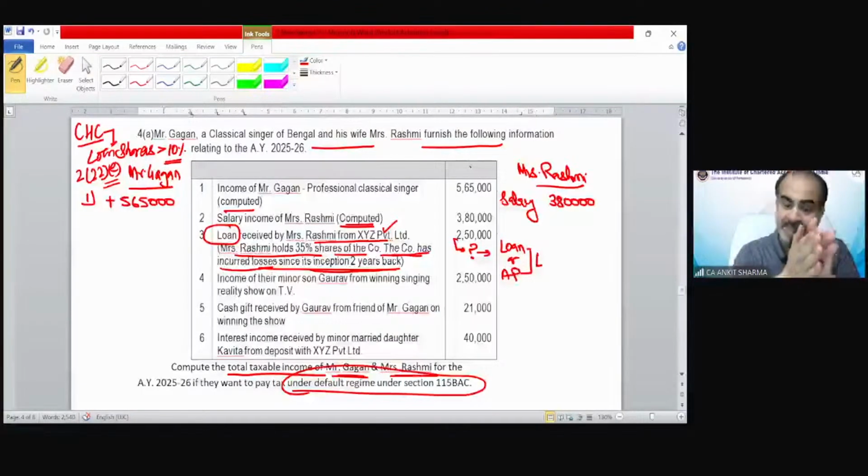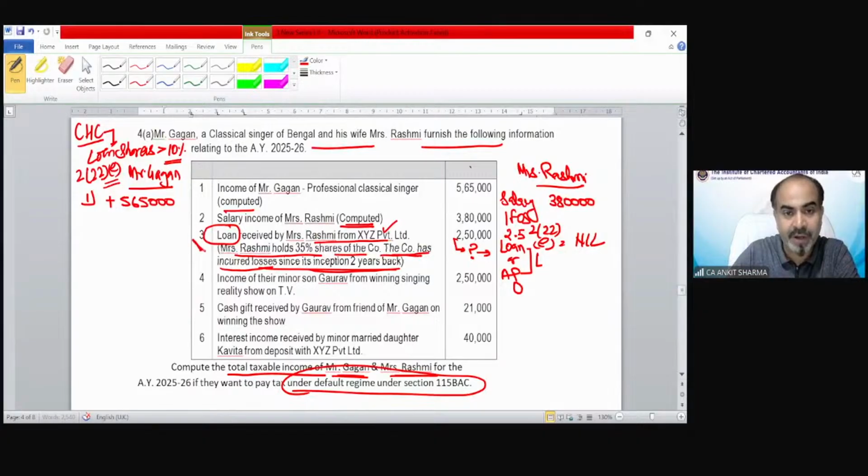So if any company is having losses, there would not be any accumulated profit. There is no reserves and surplus. So because there is no reserves and surplus, that means reserves and surplus is 0. And the loan value is 2.5 lakh. So the lower would be your deemed dividend, and that would be 0 in this case. Suppose in this question it had been written that the accumulated profit is 2 lakh rupees. In that case, 2 lakh would become income from other sources in the hands of Mrs. Rashmi as deemed dividend under Section 2(22)(e). So in this case, income from other sources under Section 2(22)(e) would be nil.